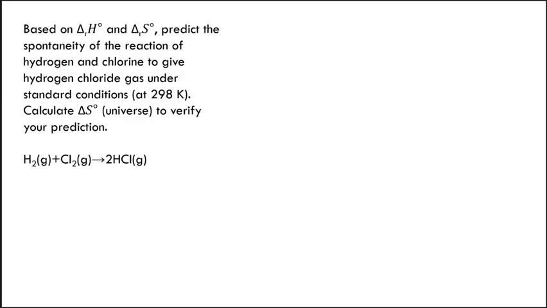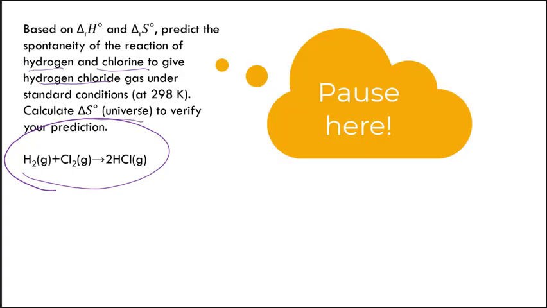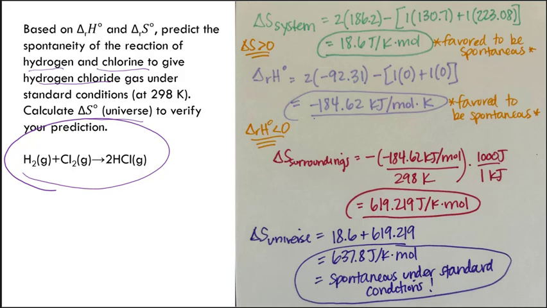Why don't you pause here and predict the spontaneity of the reaction of hydrogen and chlorine to give hydrogen chloride in this reaction. Find the delta S of the universe to verify that prediction. Pause here and look at your thermodynamic data to plug in. Let's see how you did.